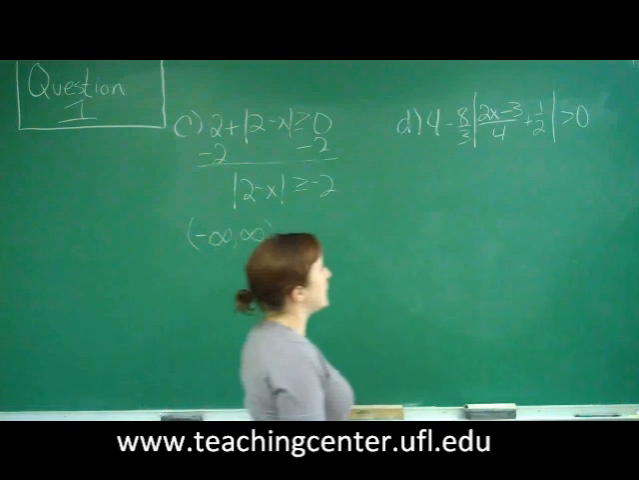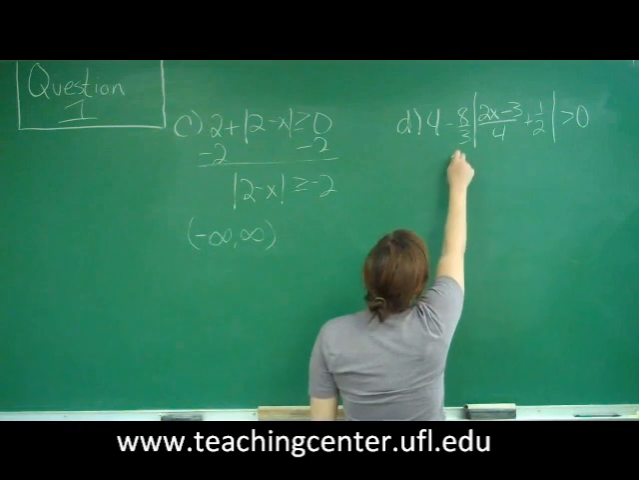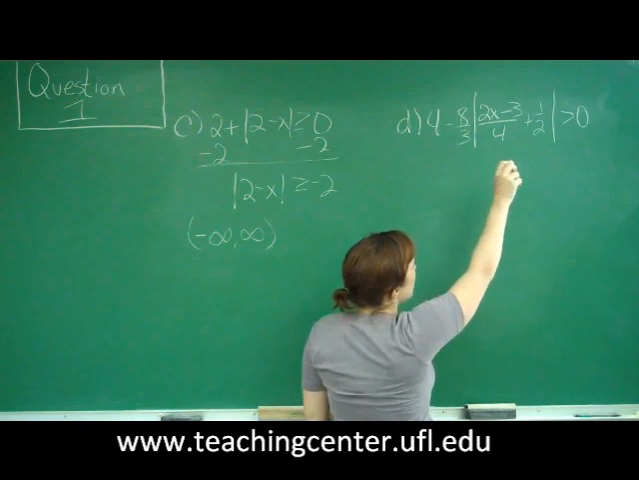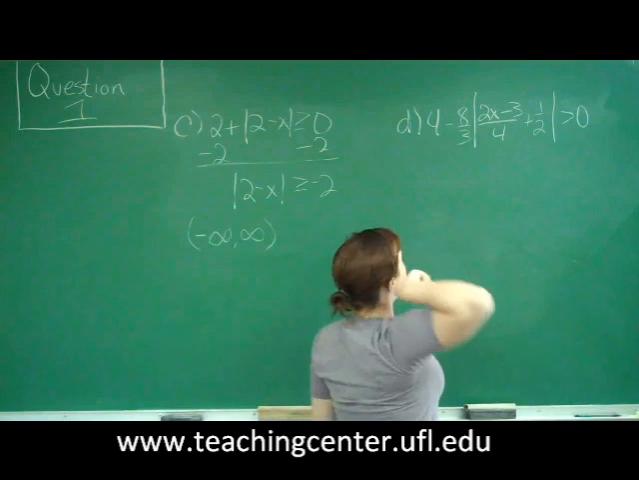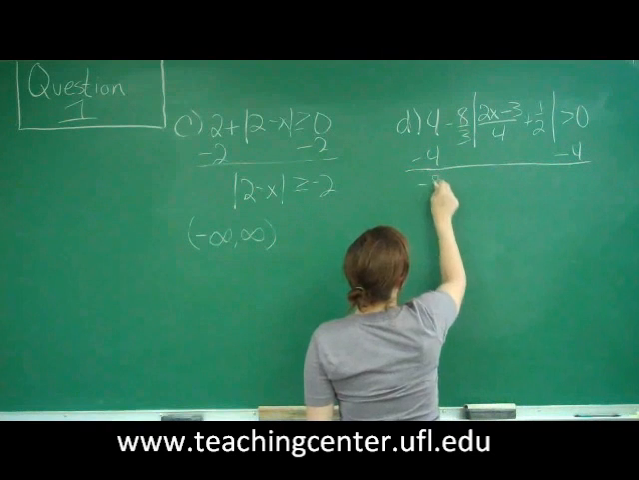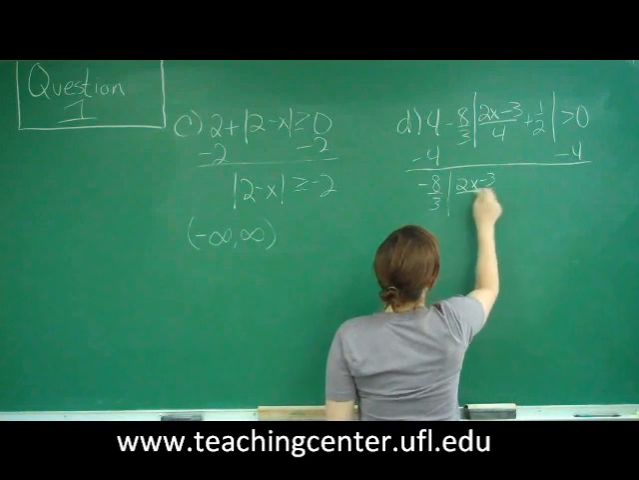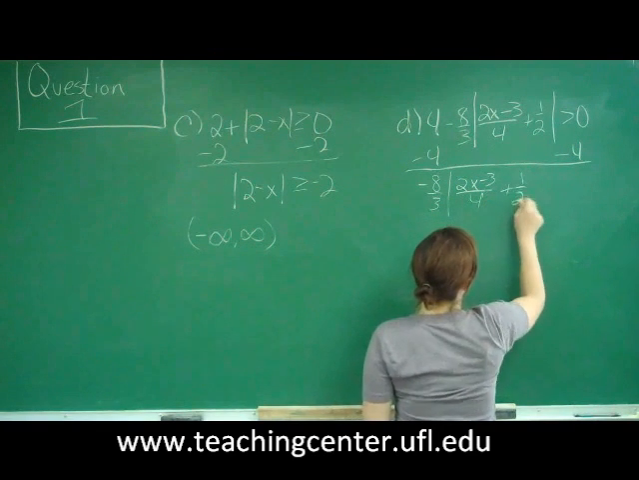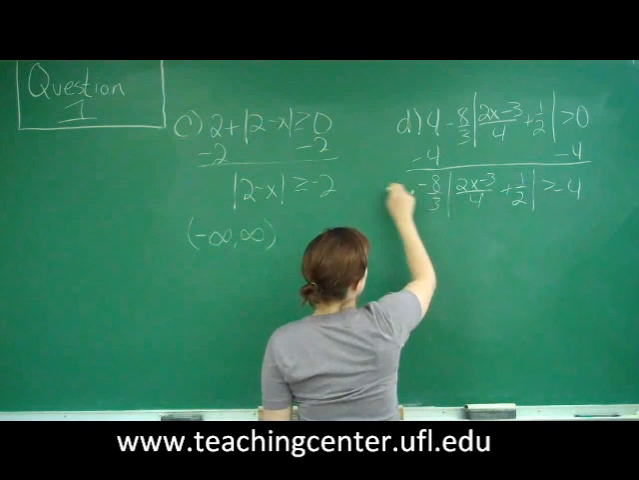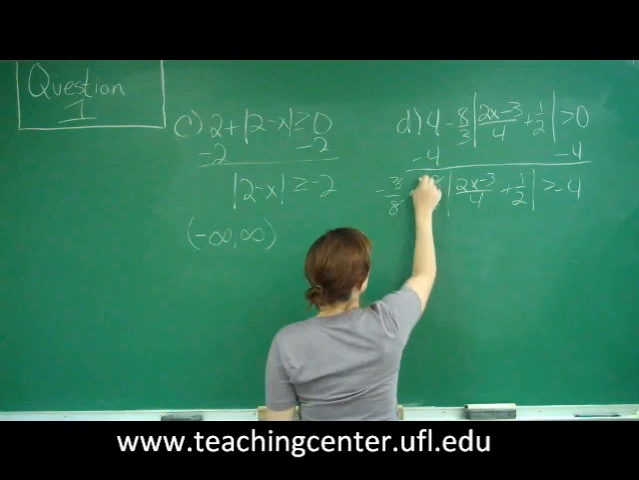So part D is a little more complicated. First it says 4 minus 8/3 times the absolute value of (2x minus 3)/4 plus 1/2, all is greater than 0. So we're first going to subtract 4. We get negative 8/3 times the absolute value of (2x minus 3)/4 plus 1/2 is greater than -4. So I'm going to multiply both sides now by negative 3/8 to cancel this from both sides.